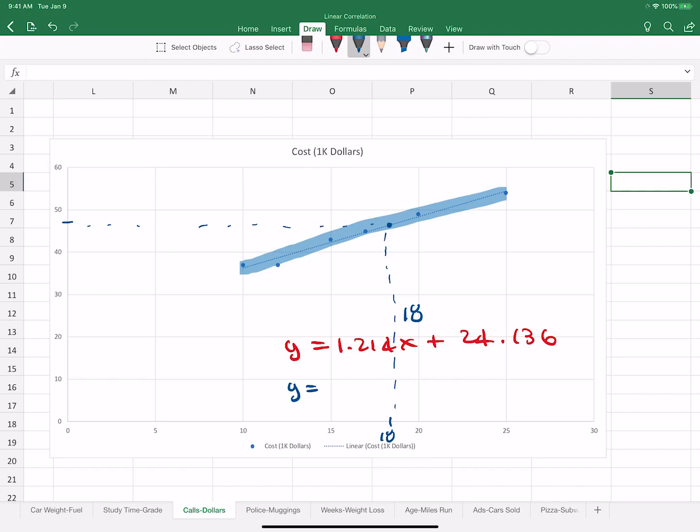Right? This is why we actually go through the whole thing. So you just have to multiply 1.214 with 18, and then you have to add 24.136. So maybe I'll use this other computer and do it myself, or I can ask you guys to do it. What do you guys get here with this? You guys know? Okay, I'll do it myself. 1.214 times, we said 18? Okay, plus 24.136.